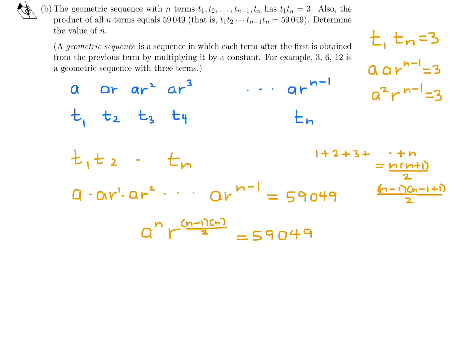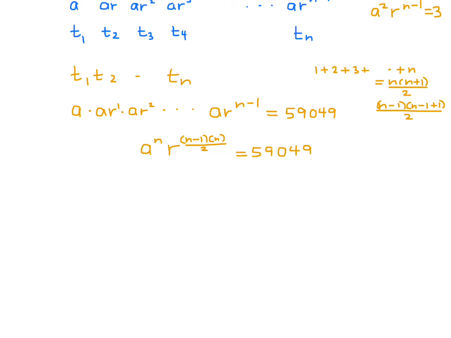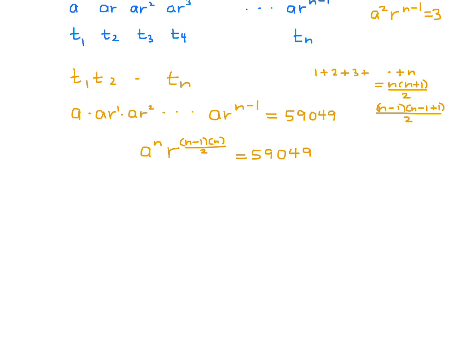Okay, so where do we go from here? So far, it seems like that is helping, but we have to obviously use this piece of information. So we have to get it into that form. How do we get into that form? Well, I'm going to have to square it, because this is a squared, and I don't have a squared, I have a to the power of n. So I'm going to square this. When I square it, I get a to the 2n, and then r to the n minus 1 times n. And this becomes just 59049 to the power of 2.